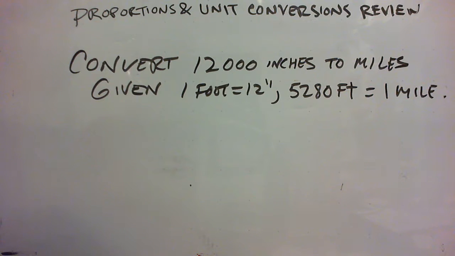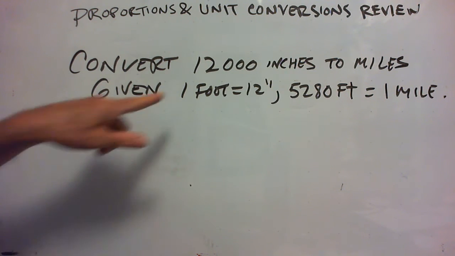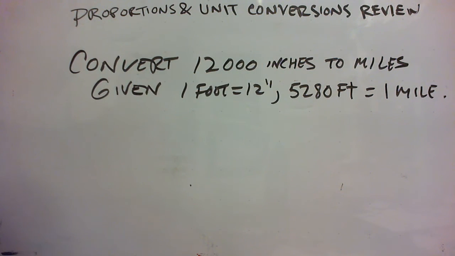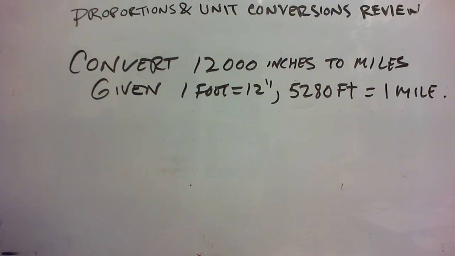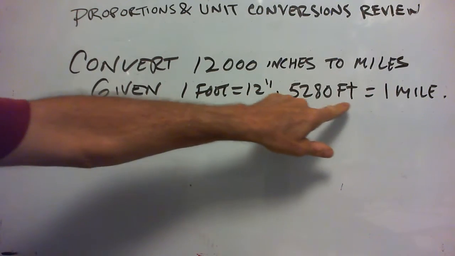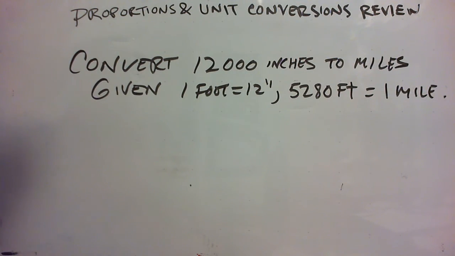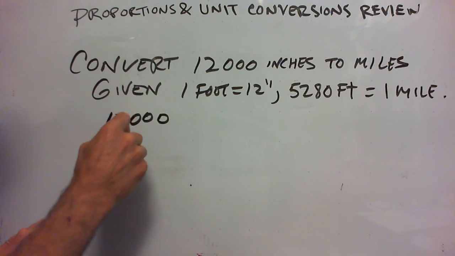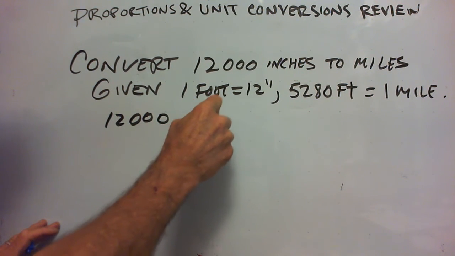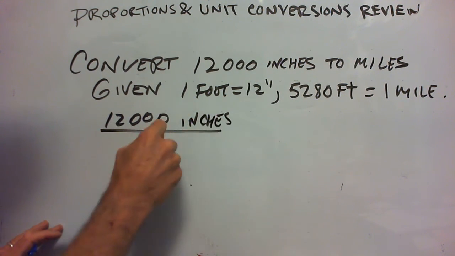Okay, in our next problem, we're going to convert 12,000 inches to miles. And given 1 foot is 12 inches, which we all know, and 5280 feet equals 1 mile, which a lot of you already know that as well, maybe not, but now you know. So we start with our 12,000 inches over 1.